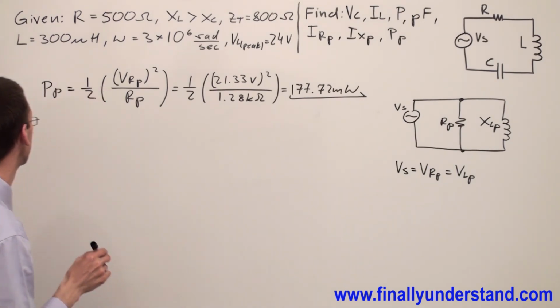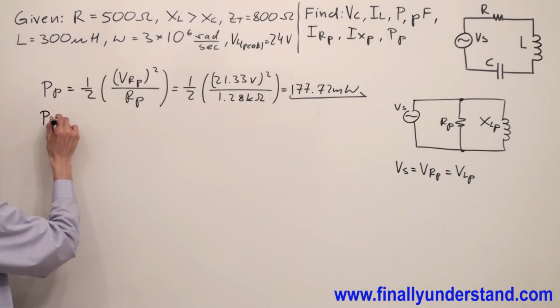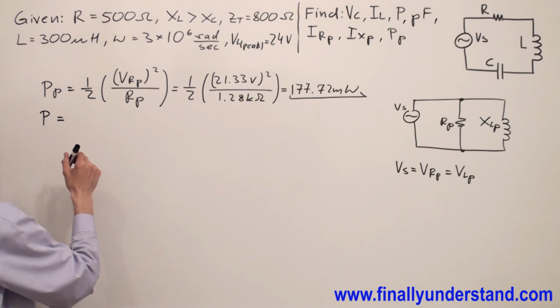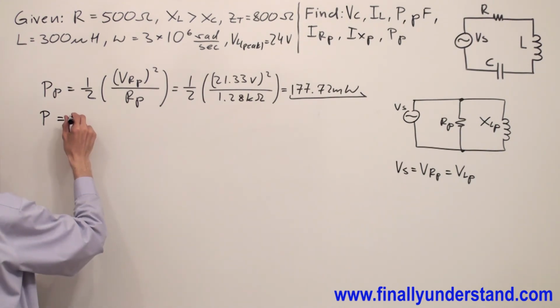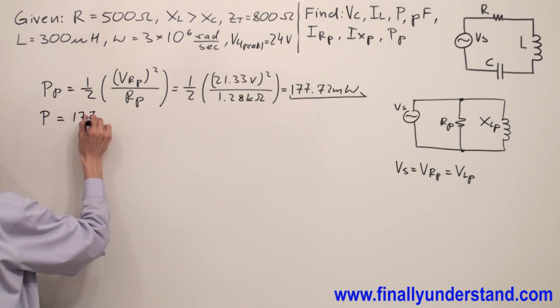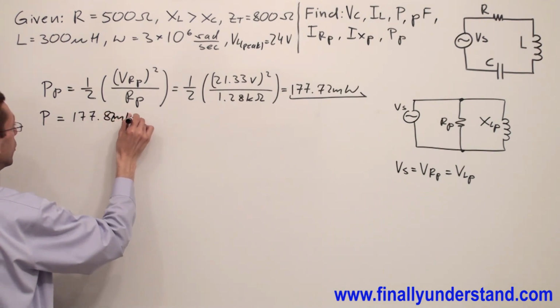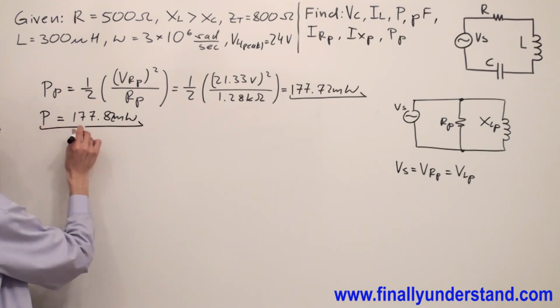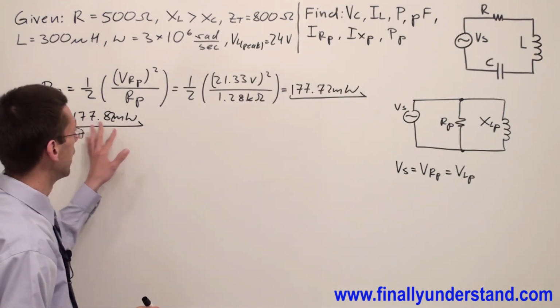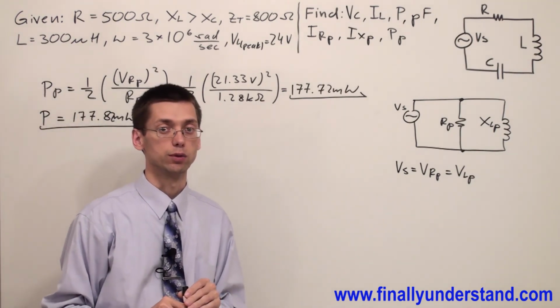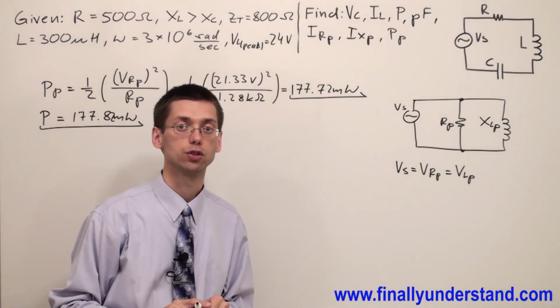Let's check what we got in the series circuit. In series circuit, we get true power equal 177.82 milliwatts. So we can say that these two values are very close to each other. That's why we say that the problem is solved correctly.